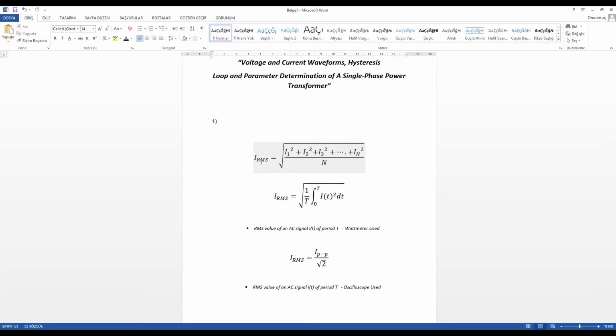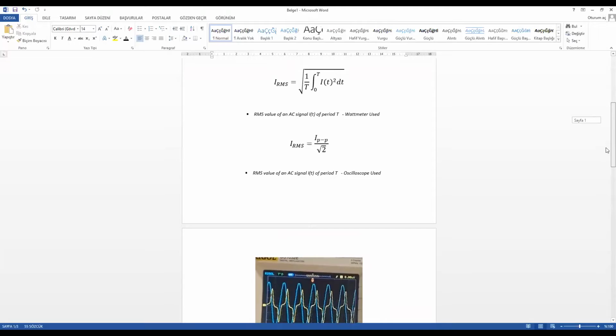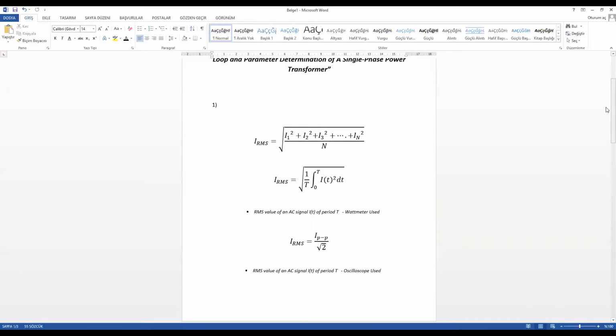Normally, the RMS values are calculated from this equation, especially in distorted waves in this lab, like in the saturation region. As you can see in the oscilloscope, we have distorted voltage waveforms in the yellow label. Therefore, the wattmeter uses this method that is a more accurate version of the RMS value.